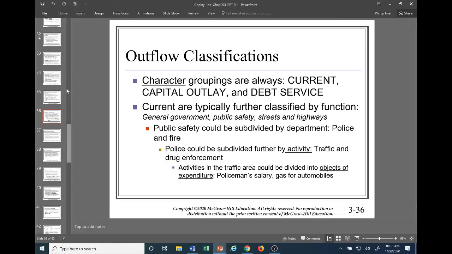So public safety could be subdivided by department, police and fire. So you could have each division there. Police could be subdivided further by activity, traffic or drug enforcement. Activities in the traffic area could be divided into objects of expenditure. Policemen's salaries as opposed to gas for automobiles. See how I'm saying? You can just keep breaking it down. They can break down anything pretty much. But that way you could really keep track of what's being spent on everything from the government. Makes sense on the outflow classifications?